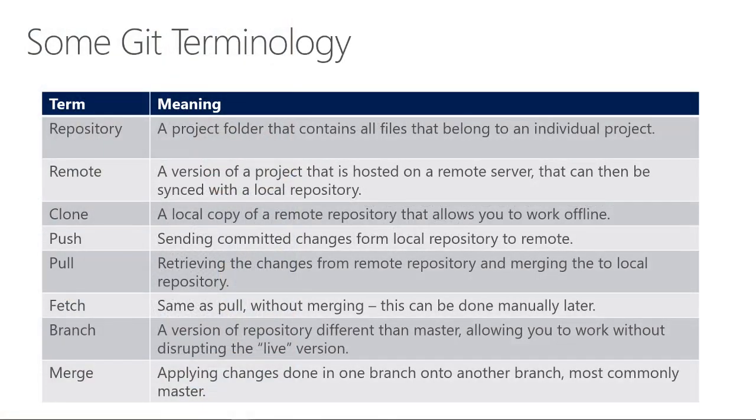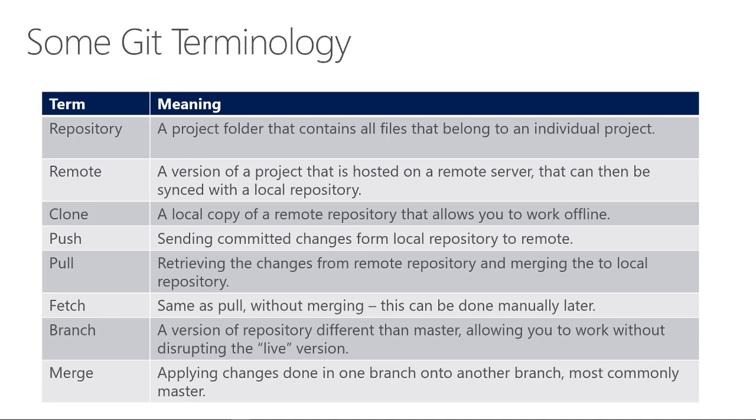Let me just mention some Git terminology that's important to know. When you hear a developer talk about a repo, what they mean is a repository. And a repository means it's a project folder that contains all the files that belong to an individual project. And so Git, just like VS Code, looks at a folder as a repository. And so the same folder can be a workspace for Visual Studio Code, and at the same time, it can also be a repository for source control. And so two systems look at the same folder from different angles.